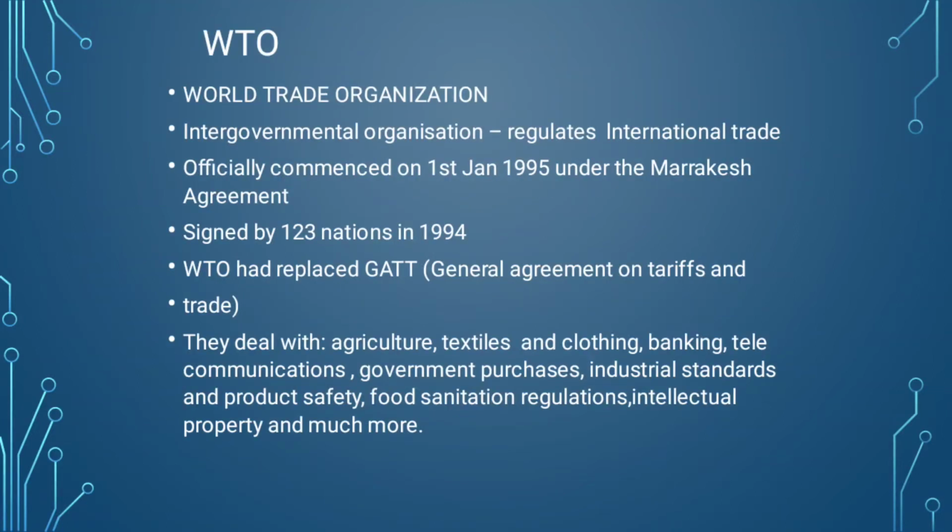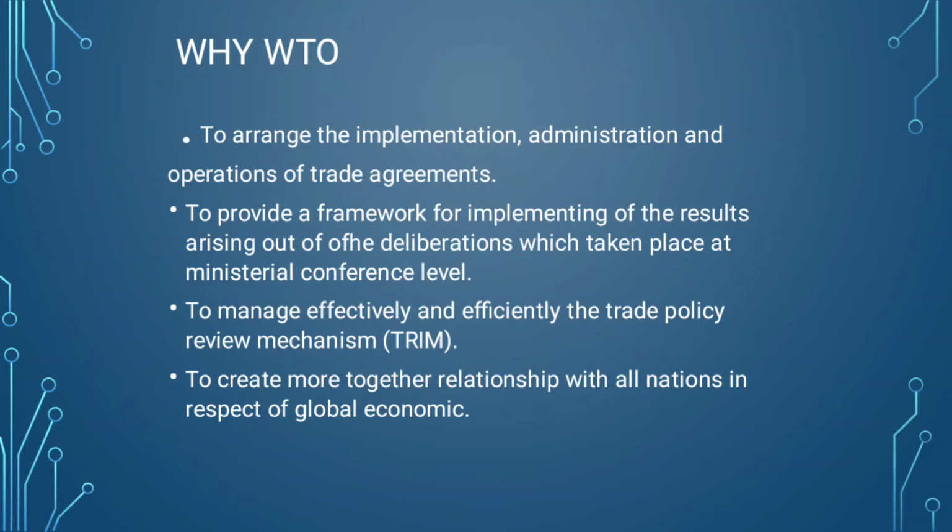Now let us see about the WTO, which stands for World Trade Organization. It is an international governmental organization that regulates international trade. It officially commenced on 1st January 1995 under the Marrakesh Agreement, which was signed by 123 nations in 1994. The World Trade Organization replaced the General Agreement on Tariffs and Trade. It deals with agriculture, textiles, clothing, banking, telecommunication, government purchases, industrial standards and product safety, food sanitation regulations, intellectual property and much more.